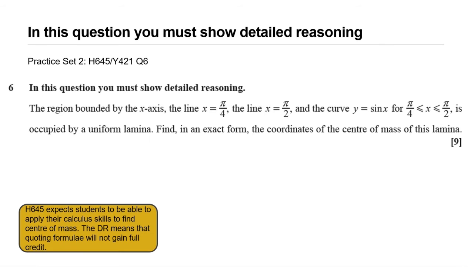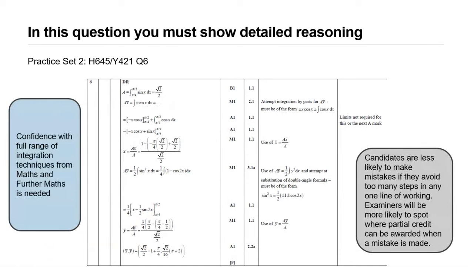So this question is worth 9 marks. And we're not going to be just quoting formulae that we might happen to know for centres of mass or for particular centres of mass. We're going to show our working. So here's the mark scheme. This is the minimum that the examiners require to get the marks.